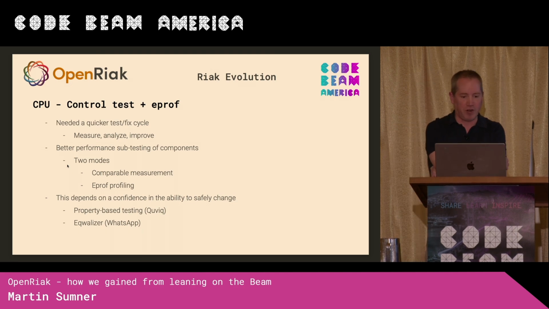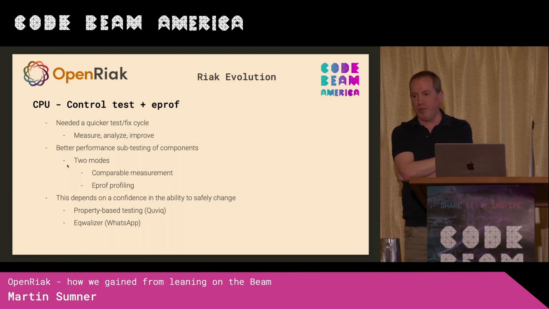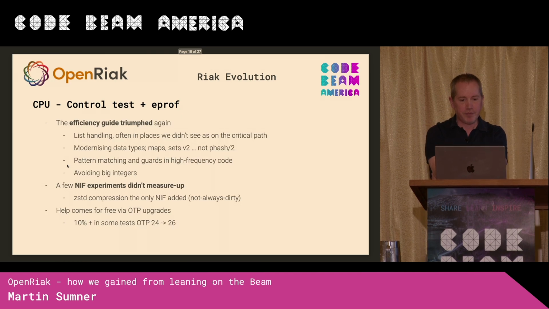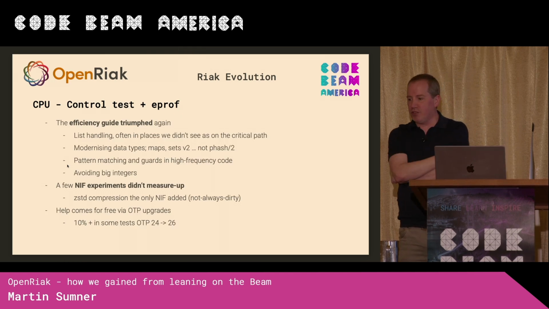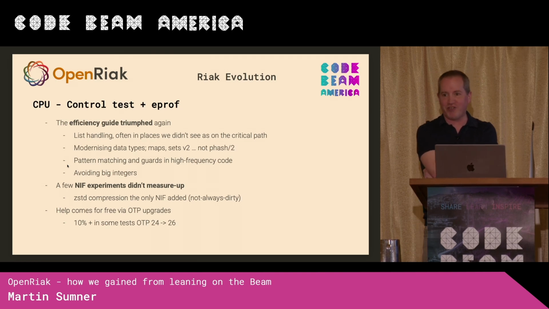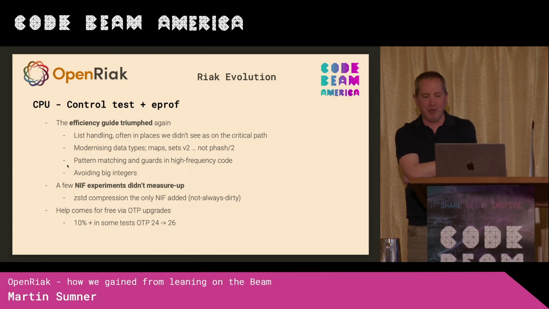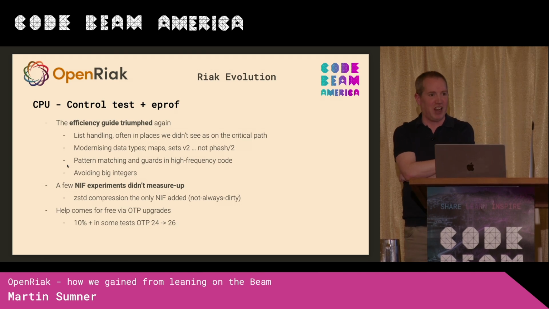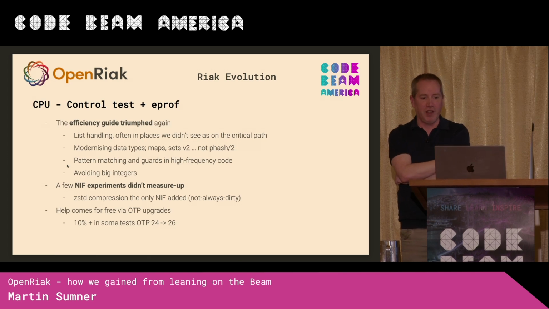And recently we've put a lot of effort into using WhatsApp's Eqwalizer tool to examine the quality of our code. And when we actually found issues through those cycles, well, guess what? We found the efficiency guide triumphed again. Generally speaking, the biggest problem was list handling in areas where we didn't think were going to be important to performance. And it's only when we profiled them that we discovered they were really important to performance. Little subtle changes in how we handled lists could make a big difference.